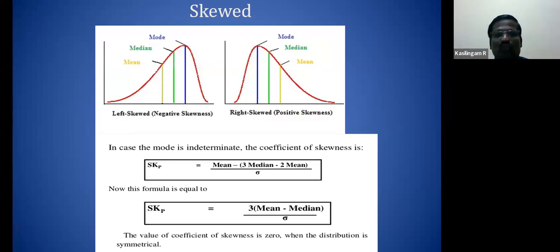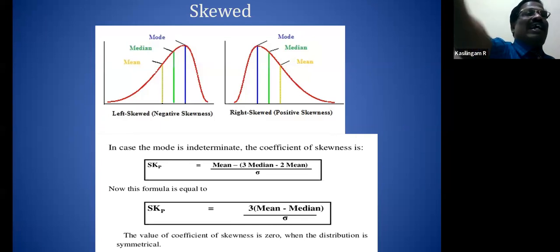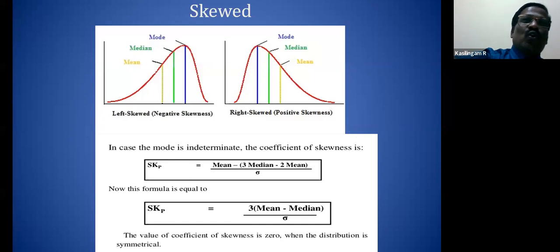In a positive skewness, more than 50% of the people will be less than the mean, less than the average value, less than the average score, less than the average income. So when you take income as a variable, more number of people have income less than the average income. A higher frequency of people.